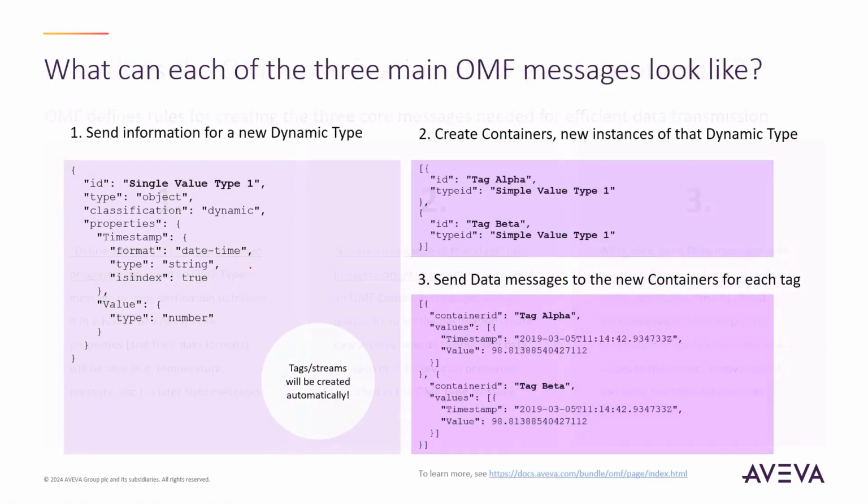Now, let's get into this in a little bit more detail just to show you an example. So here you can say, I'm sending first my type. Now, this is a dynamic type. There are other types of types that we can get into in the documentation.